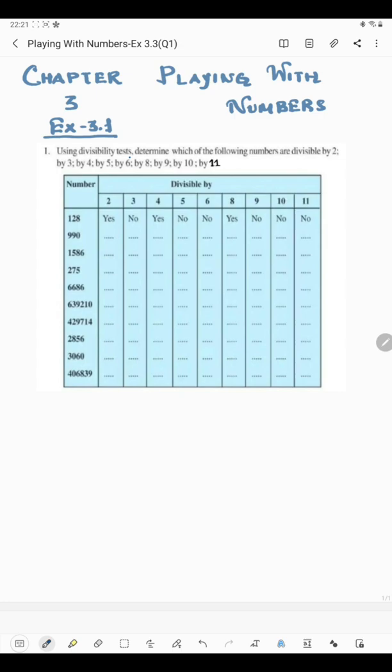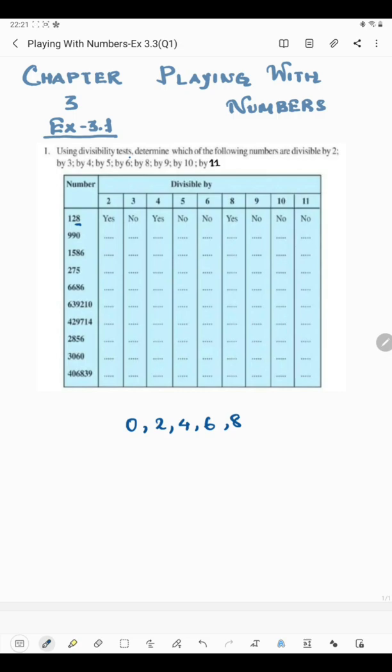Now here the first one is done for you. Here we have 128. Now 128 is divisible by 2. Why is it so? According to the divisibility rule, we know that if the last digit is 0, 2, 4, 6, 8, or we can say that if the last digit is an even number, then it is divisible by 2. So that's why it is yes. Because here 8 is at ones place, we can say that 128 is divisible by 2.